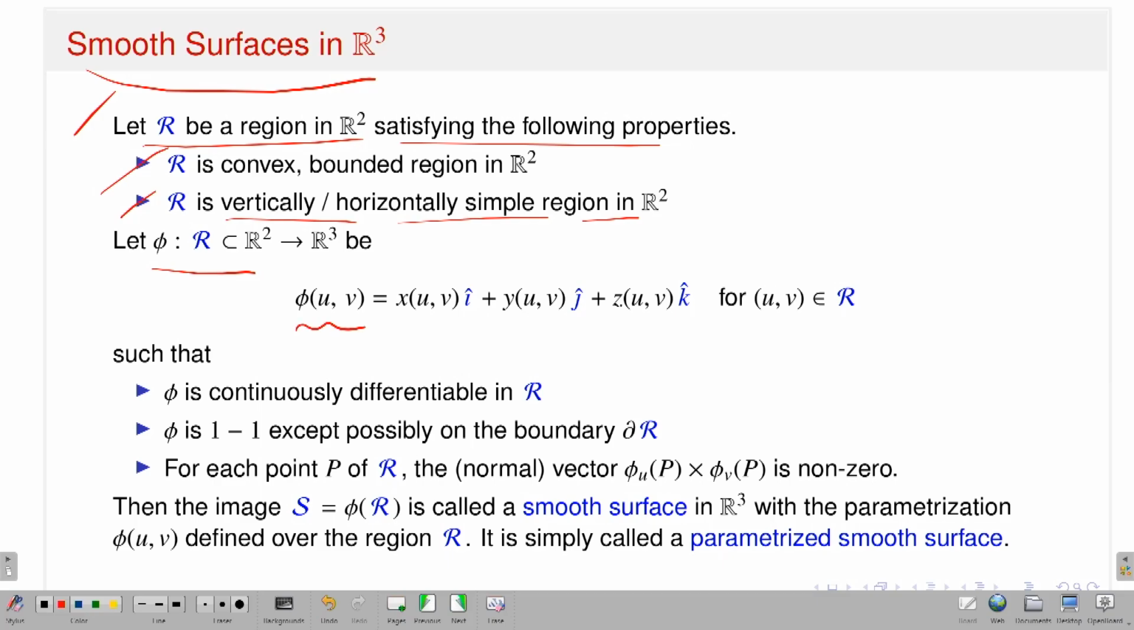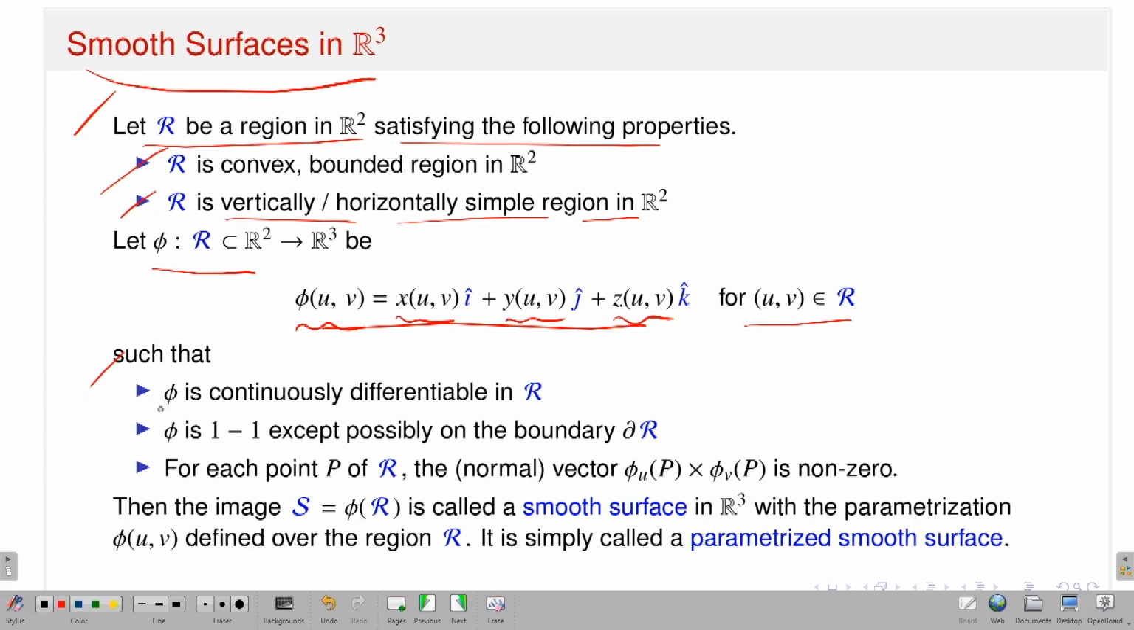What is the map? Phi of u comma v, suppose u and v are my variables in the region R, a subset of R2, maps to a first component small x of u v, a second one small y of u v, and a third z of u v, each a function of u and v. That means the corresponding coordinates x, y, z I can write as x of u v, y of u v, and z of u v, where u v runs over R, such that it is a parametrization, right? If the function phi defined in this way is continuous, it will give you some surface in R3. For these surfaces to be smooth, I need some extra assumptions.